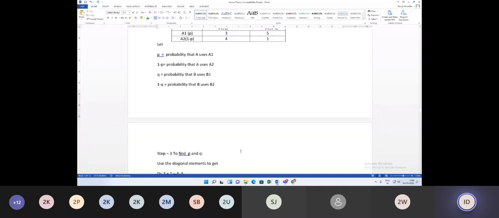Step 3. Now step 3 is to find P and Q. Very important. Use the diagonal elements to get them. Now here, which method am I applying? I am applying the direct method. It doesn't matter which method you apply, but we use the direct method because the calculations are less complicated. Direct method.